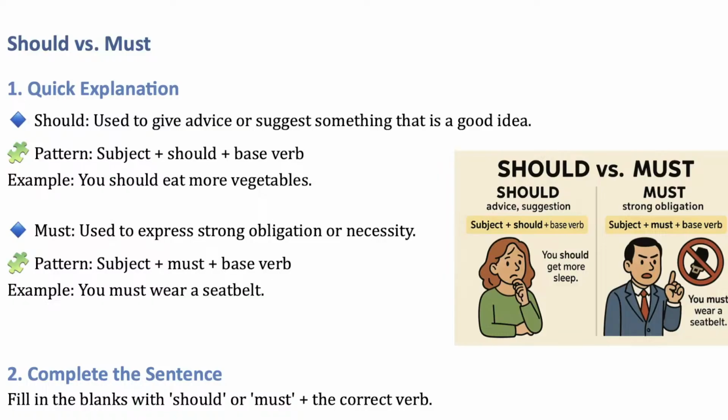Now, must, used to express strong obligation or necessity. Pattern, subject, must, base verb. Just like should, but we're using must. Example, you must wear a seatbelt, right? So that's a law. Everyone must do that, right? And so we have our subject, you, must is our grammar point, wear is our base verb, and then we have more information. For example, a seat belt. You must wear a seat belt.